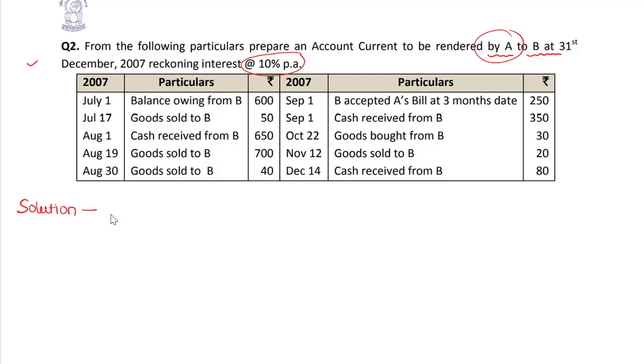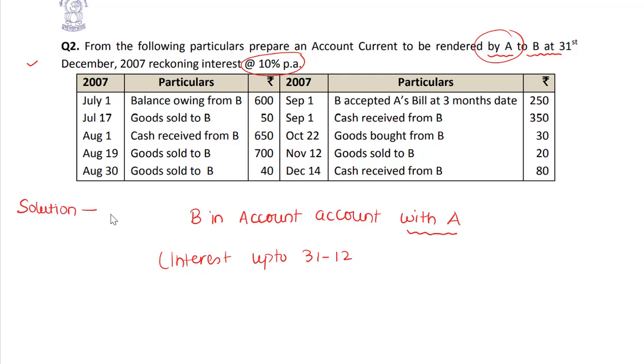Solution. These are the transactions given. B in account current with A, so rendered by A. Write interest up to closing date 31st December 2007 at the rate of 10% per annum.